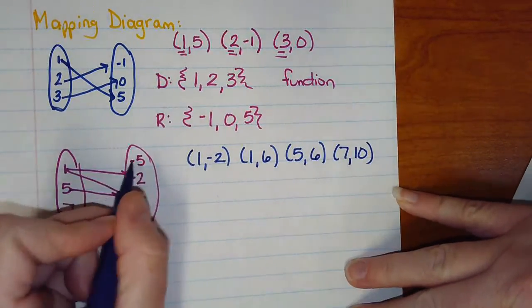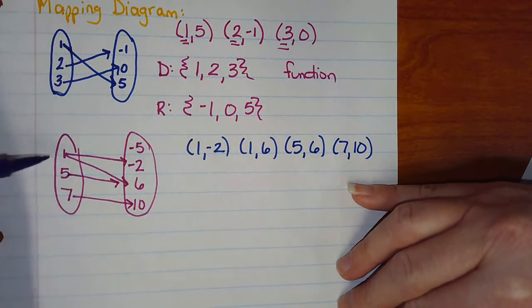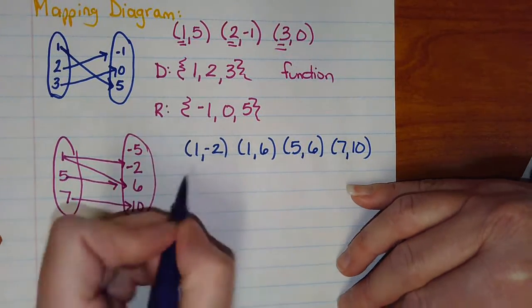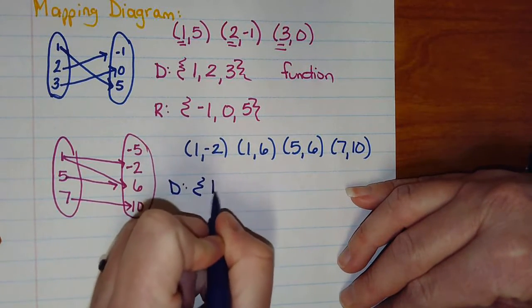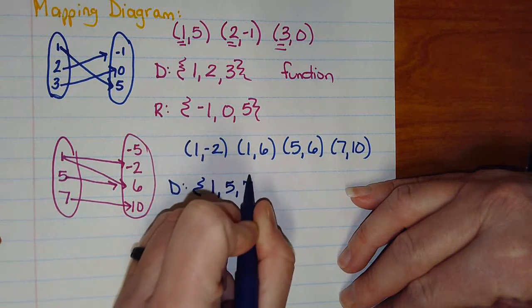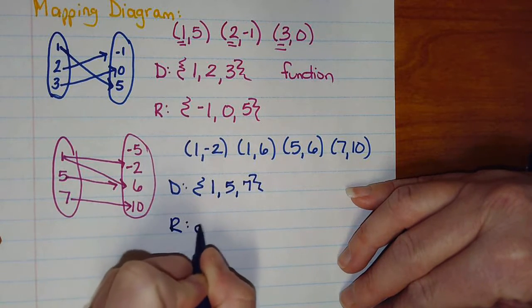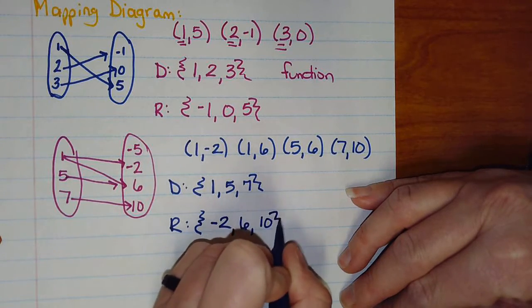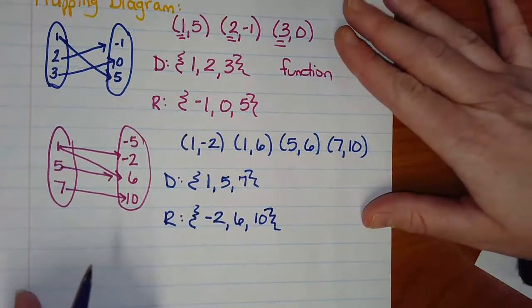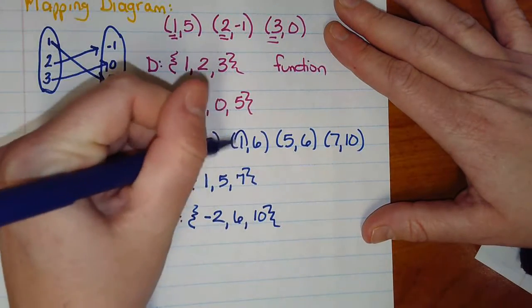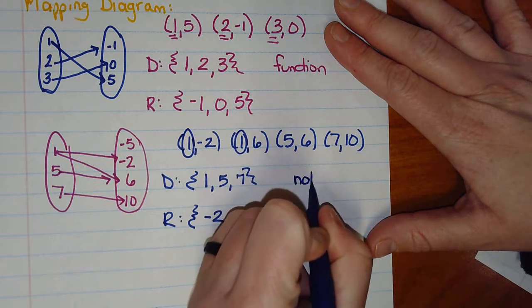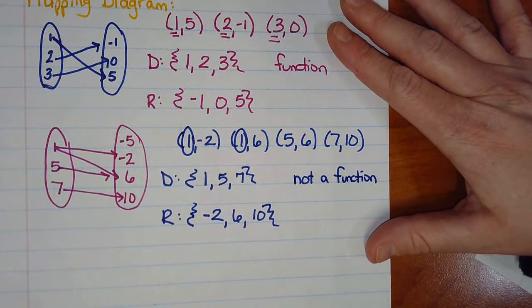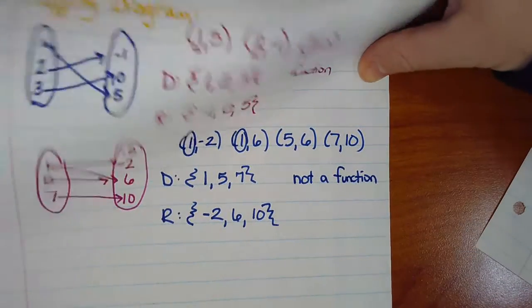Notice that -5 in our mapping diagram didn't get used. So you can't really just say this is the domain, this is the range, because this guy didn't have an arrow towards it. So the domain is going to be 1, 5, 7. And the range is going to be -2, 6, and 10. And then you have to determine if it's a function or not. And this one is not a function because the number 1 happens twice, so not a function. If any of that was confusing, please make sure that you rewind and take a look at it.